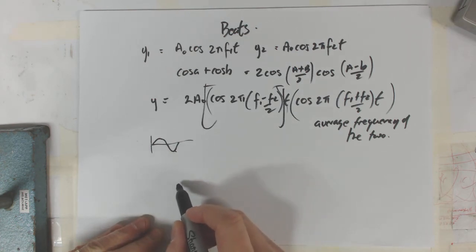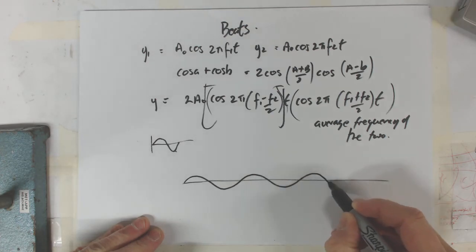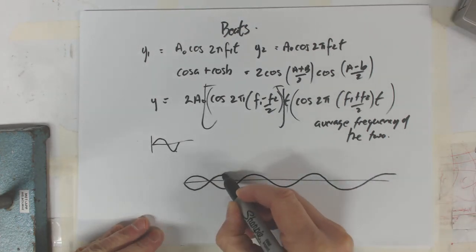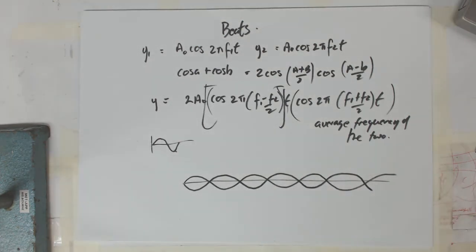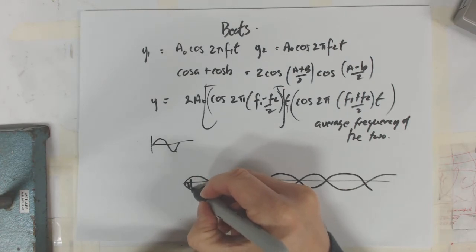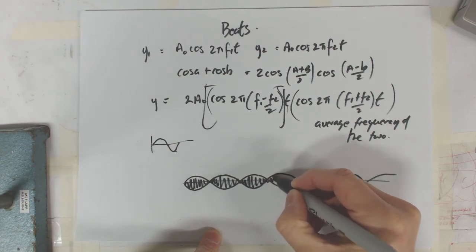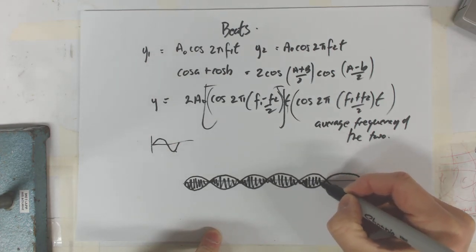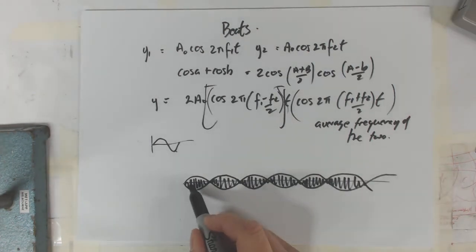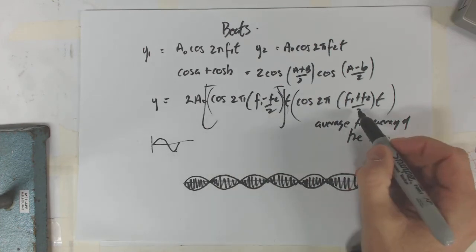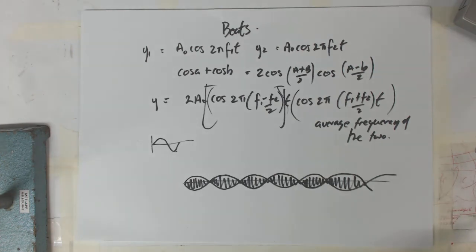Now, if we draw this wave, let's see what it's going to look like. What we're going to look at here is a wave that's going to look like this. So what's going on here? This wave inside the envelope has the frequency (f1 plus f2)/2. It's the average frequency, right?